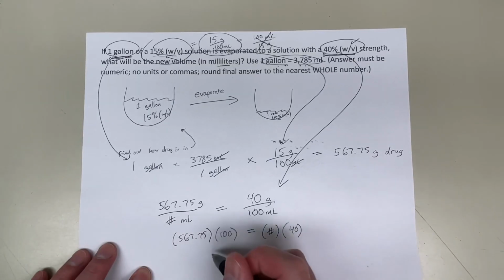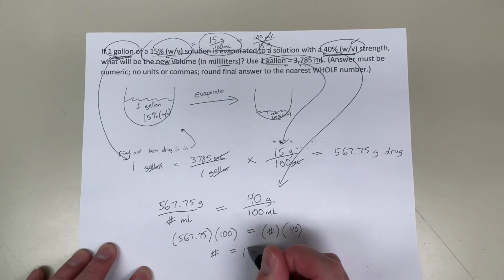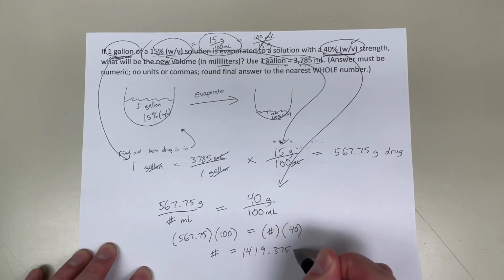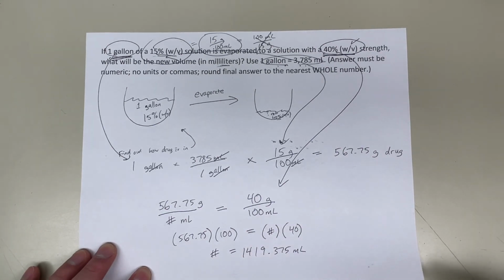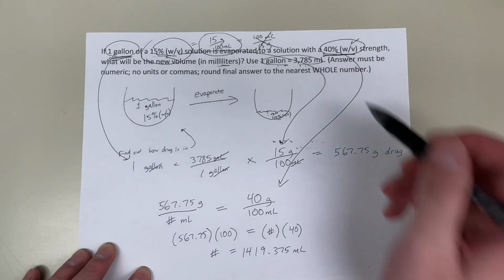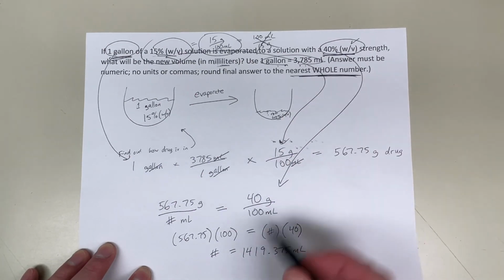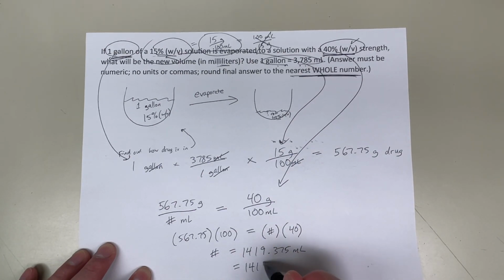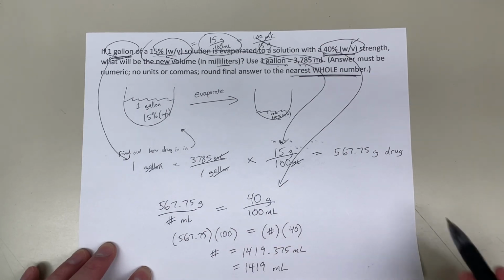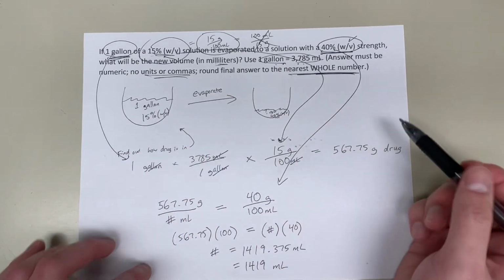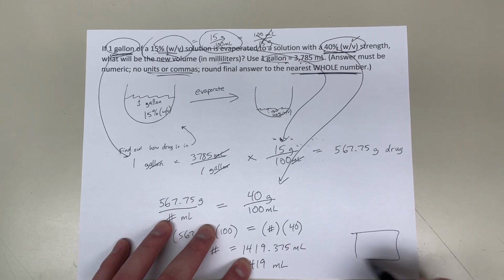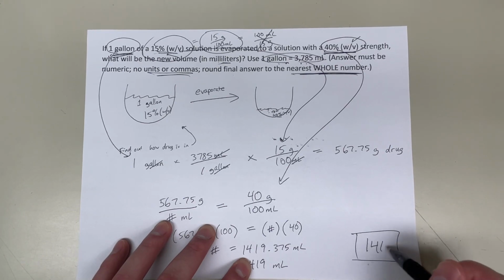And then once you solve that, your number should be 1,419.375 milliliters. Right? Well, that's your answer. And then follow the instructions to round to the nearest whole number. So that equals 1419 milliliters. And no units or commas when you enter the answer in the computer. So you're just going to put 1419 in the computer.